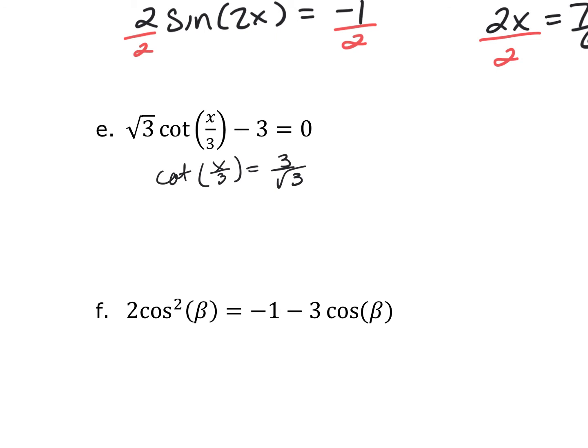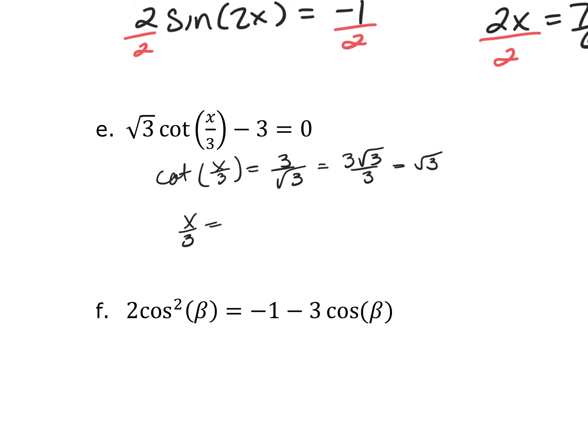So my x over 3, now cotangent and tangent are both periods of pi, so I can make a single. I'm looking for the square root of 3 over 3. I'm just going to rationalize this because I remember the rationalized part, which is 3 times the square root of 3 over 3, which is just the square root of 3.